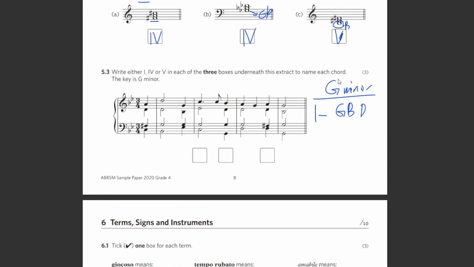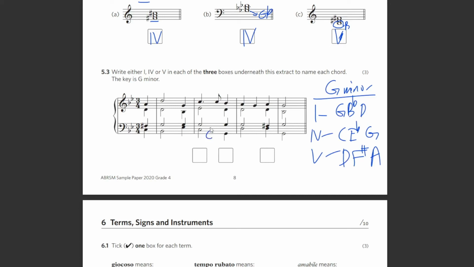Okay, now coming back to this, the G minor chord 1 is G, B, D, but if you want to be really correct, it's G, B flat, and D. Okay, chord 4 is C, E flat, and G. Chord 5 is D, F sharp, and A, because the 7th note is F sharp. Okay, so now let's look at this.